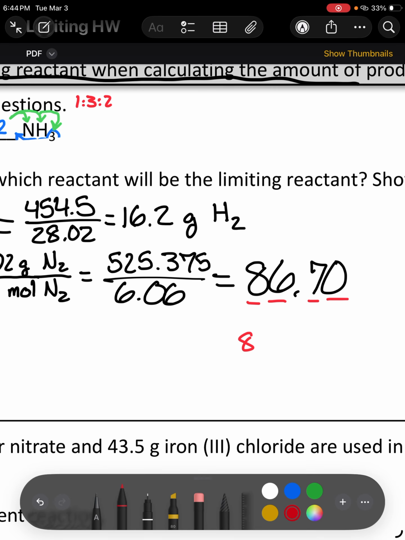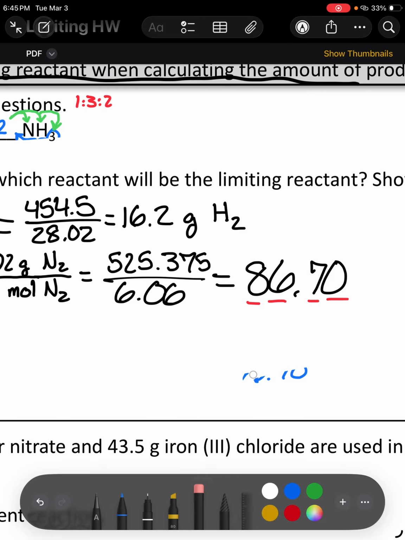Our number was 86.6955. But sig fig 1, sig fig 2, sig fig 3, sig fig 4, so that's what we're going to round. That rounds it up to 86.7. But this is only 3 sig figs, so we would add 1 more 0. And that would be 4 sig figs.